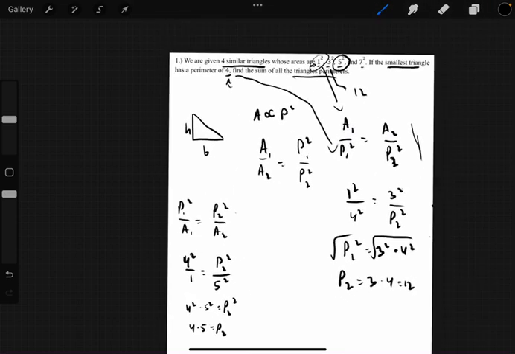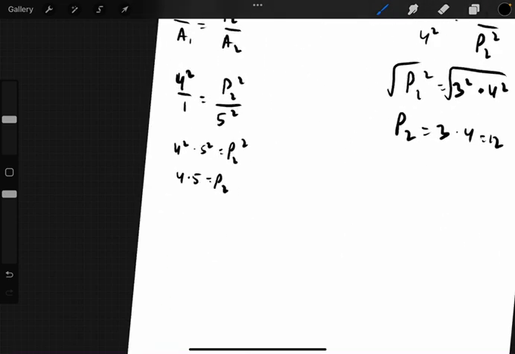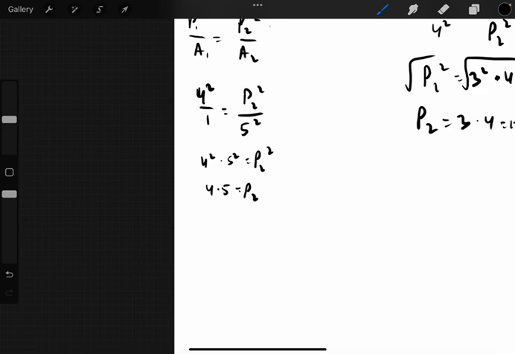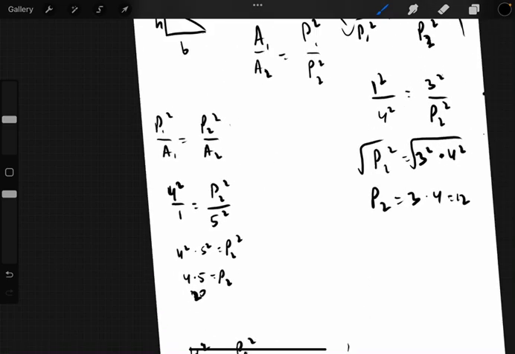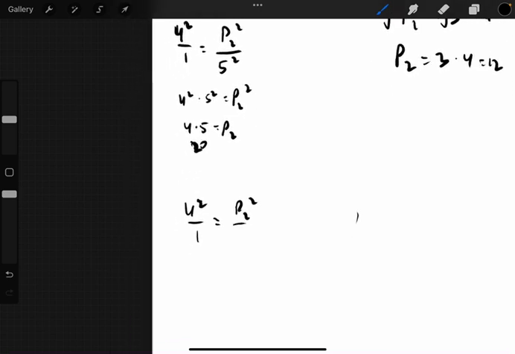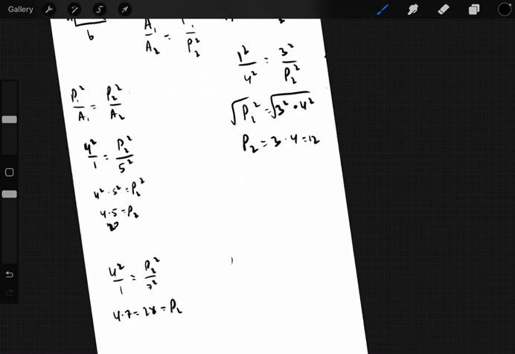And the last step is literally just finding this, 7 squared. And you're going to get the same exact process. By the way, this equals 20. You're going to get the same exact process: 4 squared over 1 equals P2 squared. Obviously, all these P2s are different. I'm just using them for simplicity. 7 squared, and you end up with 4 times 7, because of the square root, equals, what's that equal? 28, which equals P2. Obviously, I should have used different P's for each of them.